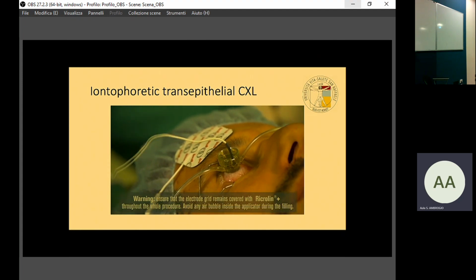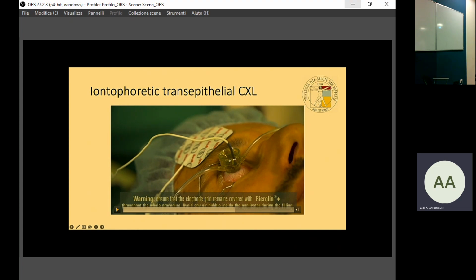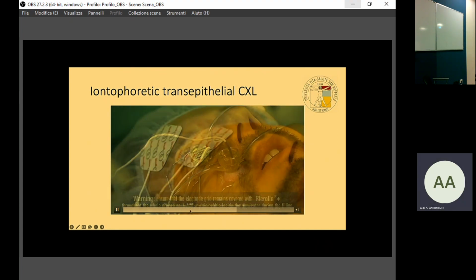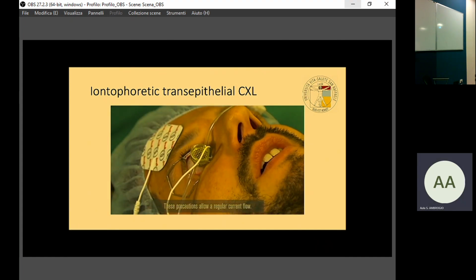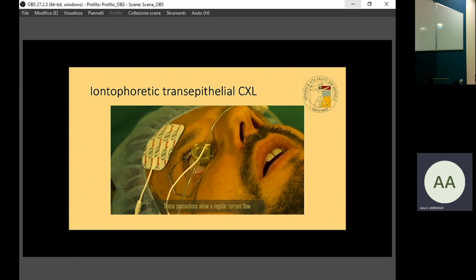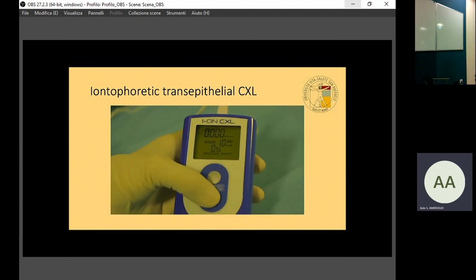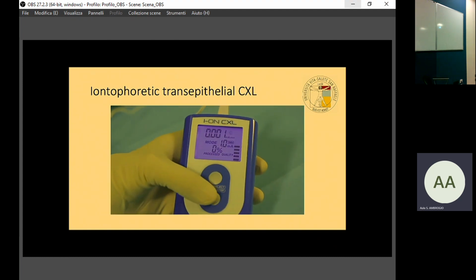And also we have the application of an electrode. And so we have the riboflavin that is coupled to an electrical current leading to the cross-linking of the fibers. Of course, the patient is kept in place for around 5 minutes while the current is applied.